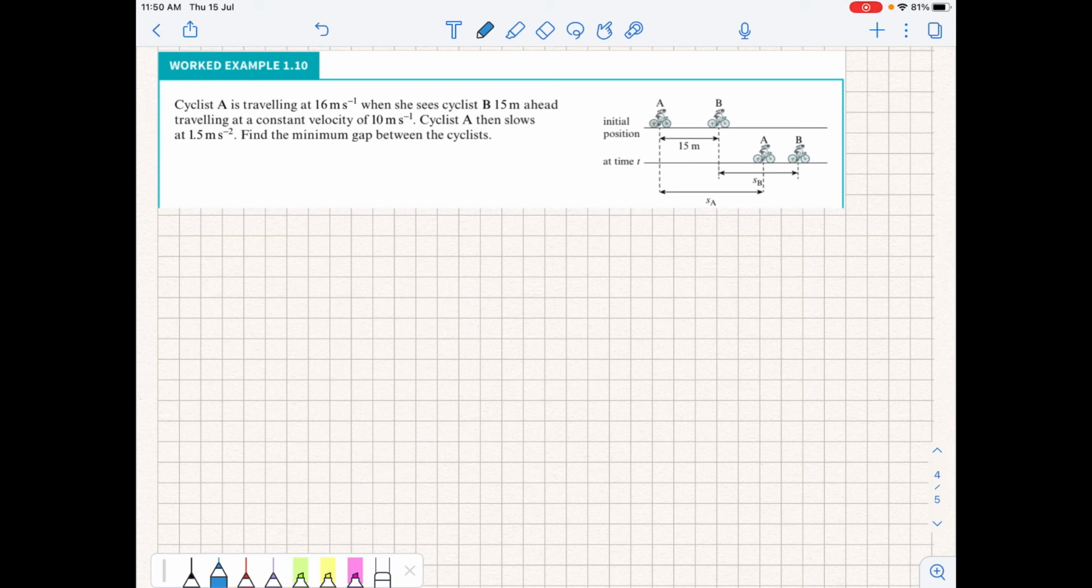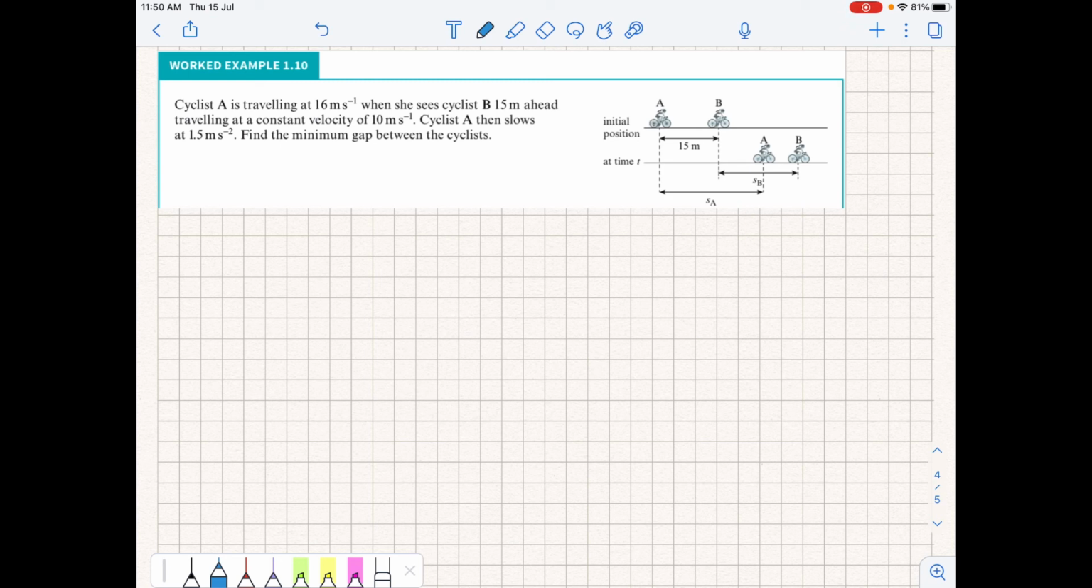We could call the position where cyclist A is at the moment the starting point. And cyclist B is already 15 meters in front of the starting point. So cyclist B's displacement is already 15 meters. Cyclist B is traveling at a constant velocity of 10 meters per second. So just logically, if nothing had changed, cyclist A is cycling faster and at some point would catch cyclist B.